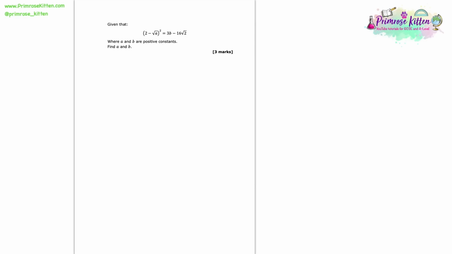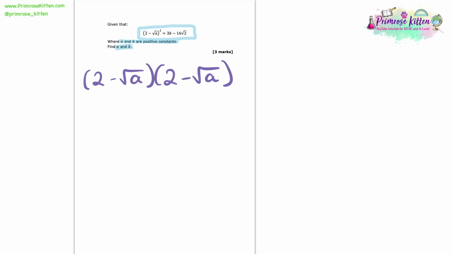Given that (2 minus root a) squared is equal to 3b minus 16 root 2, where a and b are positive constants, find a and b. So to answer this question, first let's simplify this a bit. Let's work out what (2 minus root a) squared is. And we'll do that by writing the double brackets. Remember, don't just square the 2 and the root a because it will be wrong.